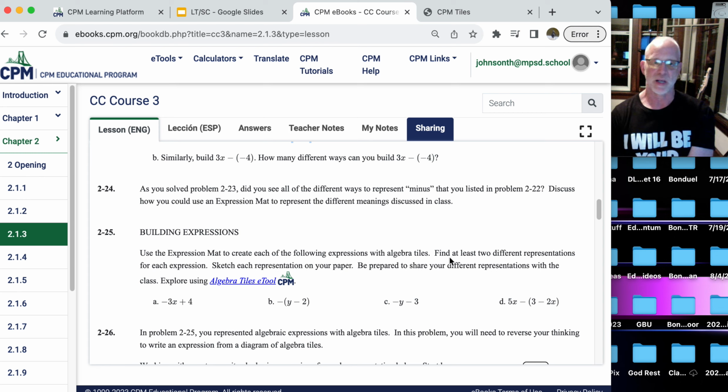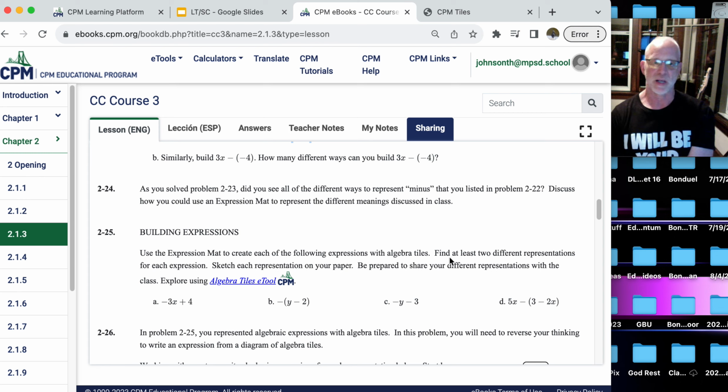Use the expression mat to create each of the following. Negative 3x plus 4, opposite y minus 2, negative y, subtract 3, or 5x opposite 3 minus 2x. And then here, we're going to go backwards from there. We're going to say, what does this mean? What does this mean? Or what does this mean? What does this mean? Okay. So we went from expression to algebra tiles. Now we're going algebra tiles to expression.